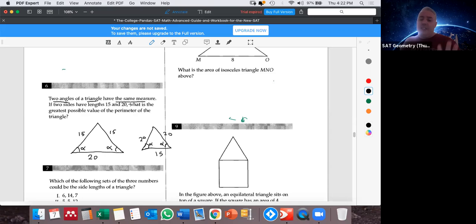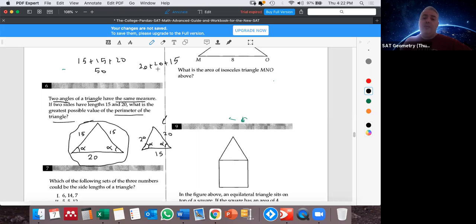Till here, I didn't read yet. Other part. Let me read. What is the greatest possible value of the perimeter of the triangle? Oh my God. So what will be the answer? If this is the case, perimeter is 15 plus 15 plus 20. So 50. If this is the case, 20 plus 20 plus 15, which is 55. And so greatest, it says 55. If it says smallest, 50. Since the question says greatest, the answer is 55.